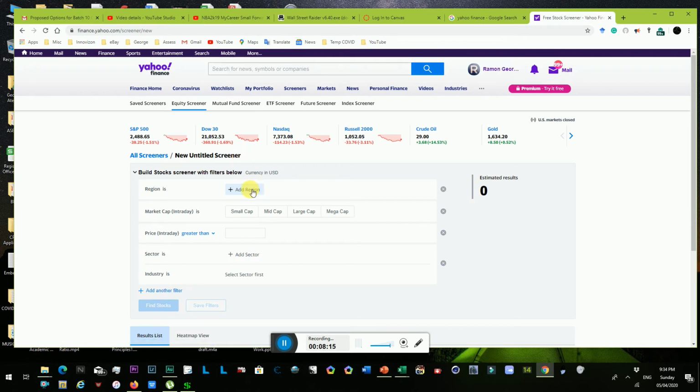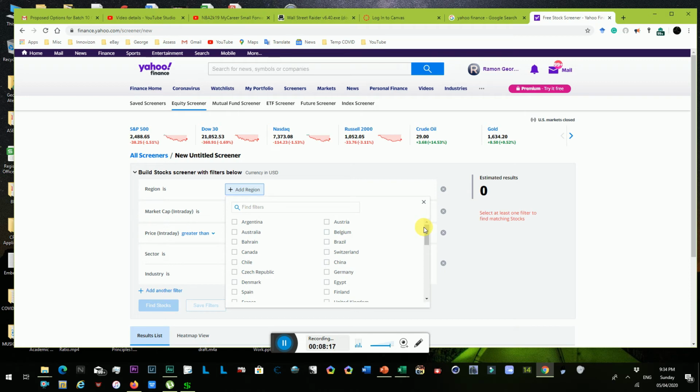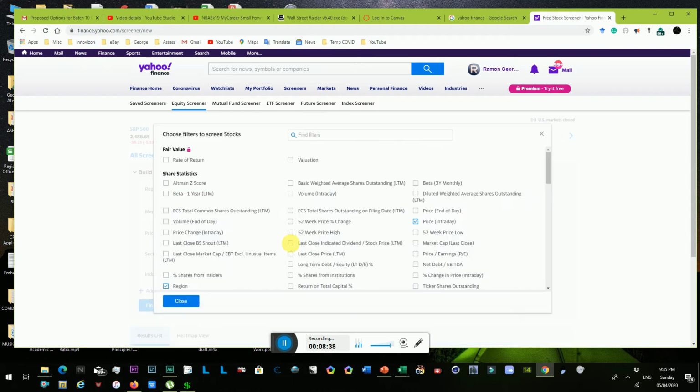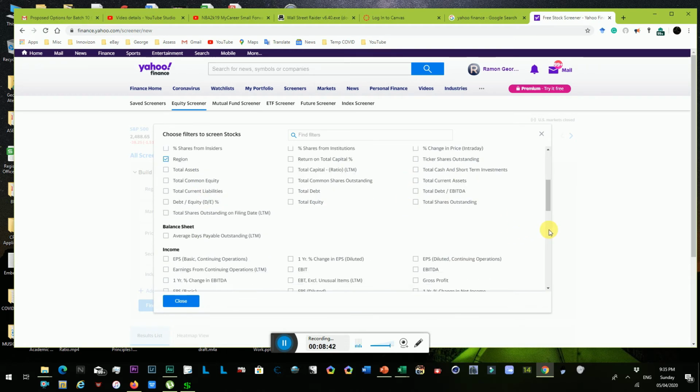So the region, let's look at the region and try to look for the Philippines. The Philippines, maybe not here. Yes, here. So the Philippines is here. Let's try to find out if they will have data for us. So, okay, for all the caps, price, sector, whatever. The screen is so strict. Maybe they don't have data for the Philippines.